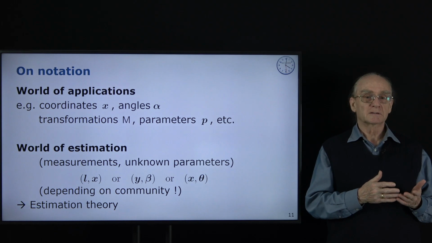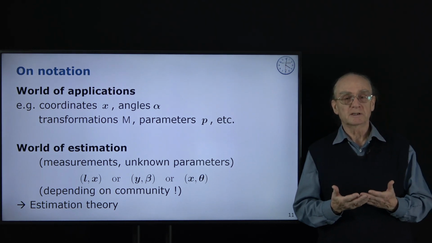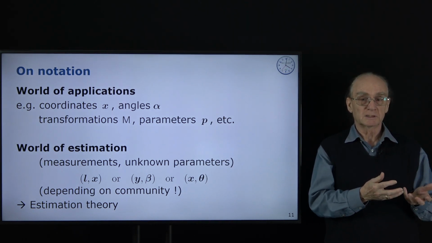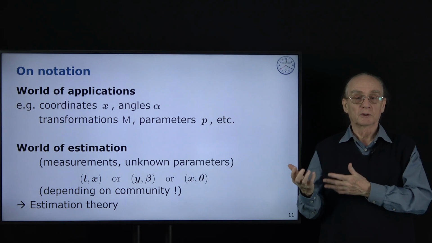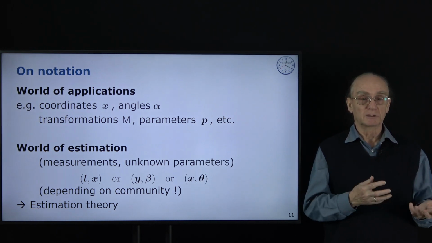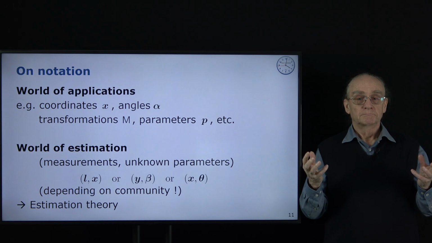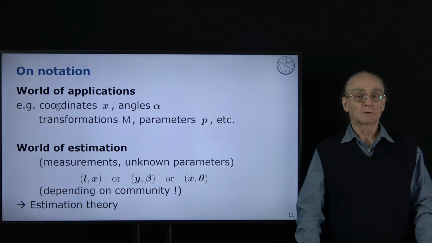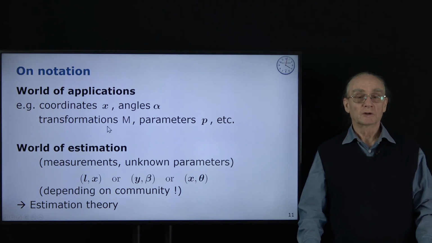And on the other hand, there's the world of estimation, which the statisticians have built up. So they start from some measurements which are given, some observations, and they have, on the other hand, some unknown parameters which they want to derive from these measurements. And of course, they are somehow related. And that means we need to look out, as the notation in these two worlds probably overlaps. For instance, we have here the coordinates x, and here if we take this convention, L are the observations and x are the unknowns, then we have an overlap between the coordinates and these unknown parameters.